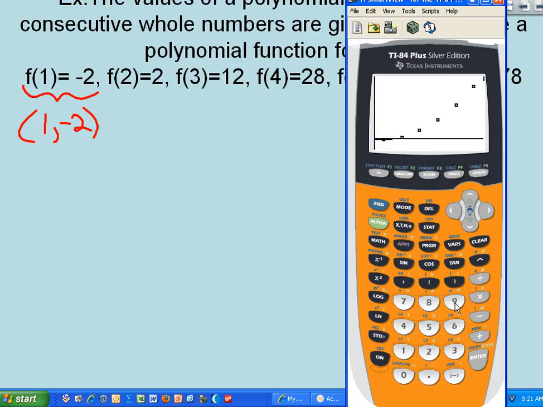But watch what happens. I can use the very same data that I've already got in there. And if I do cubic regression, so I'm going to choose 6. Cubic regression, and I'll store that as y3.